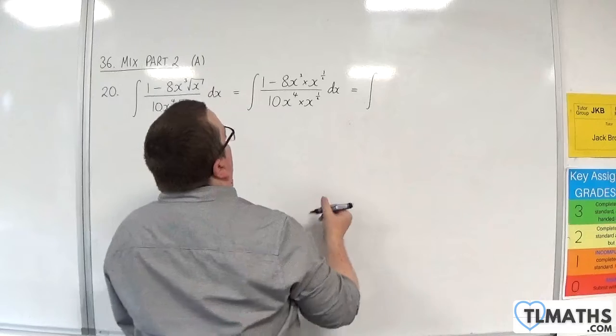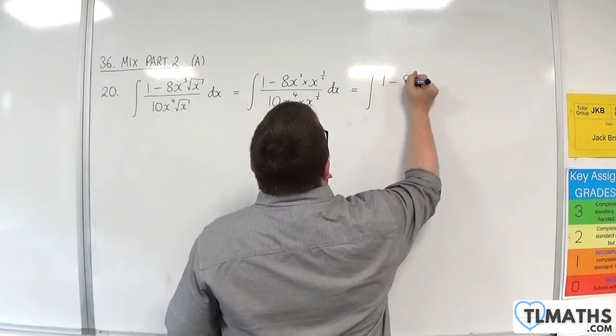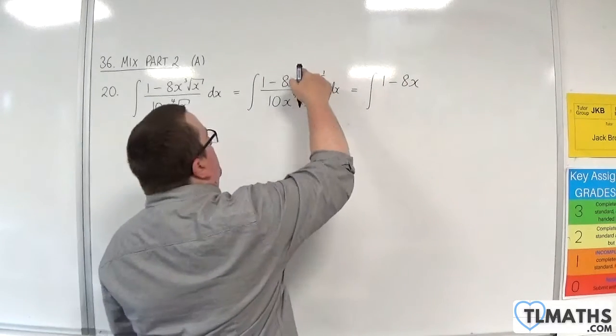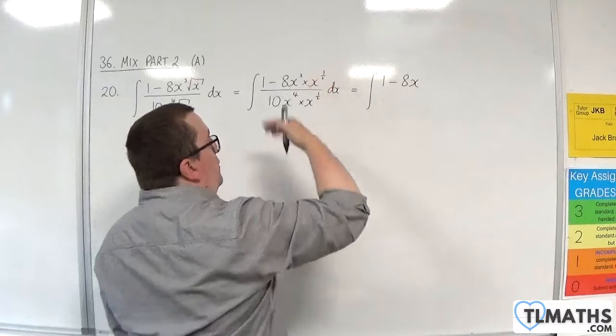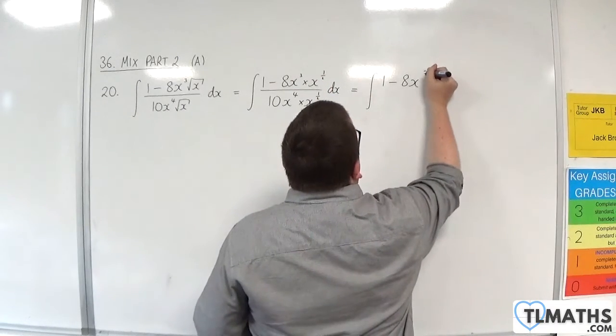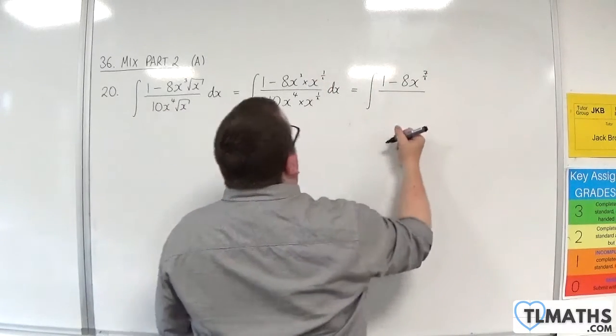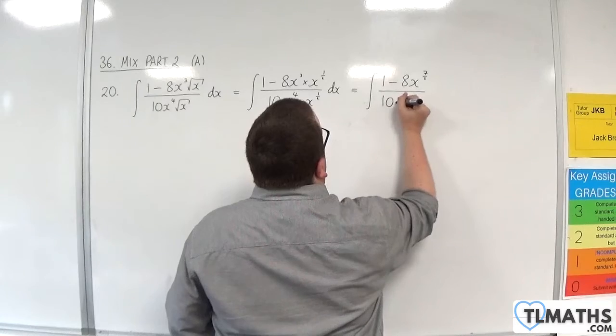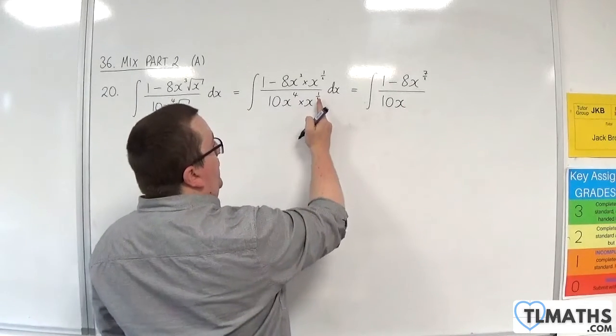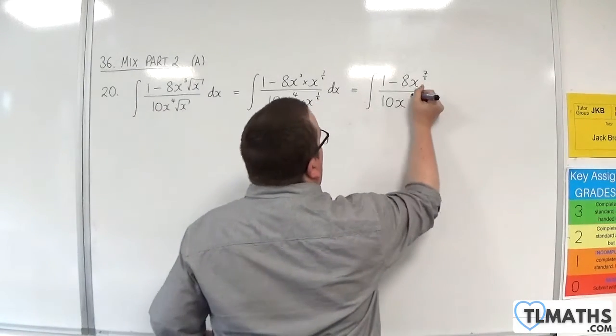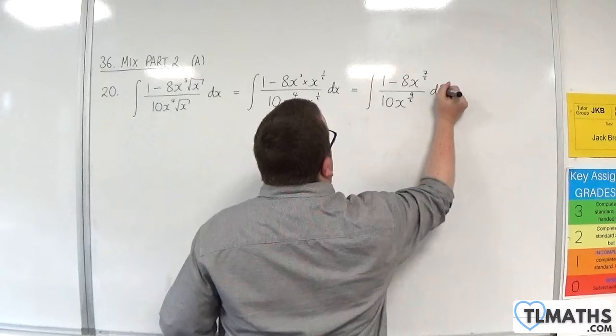Okay, so then we've got (1 take away 8x) to the power of, and then we've got 3 plus a half. So 3 and a half is 7 halves. So to the power of 7 halves over 10x to the power of 4 plus a half, so 4 and a half is 9 halves, dx.